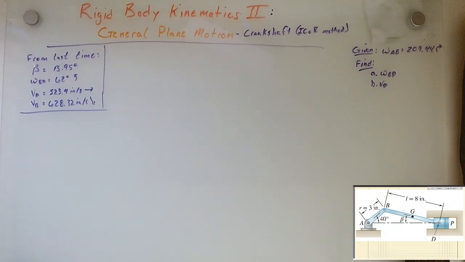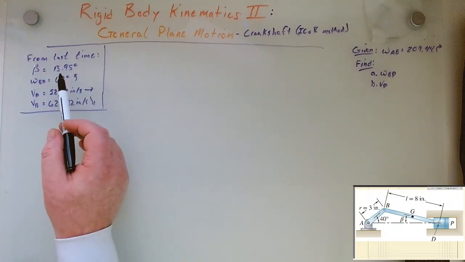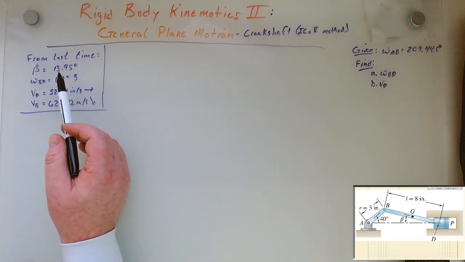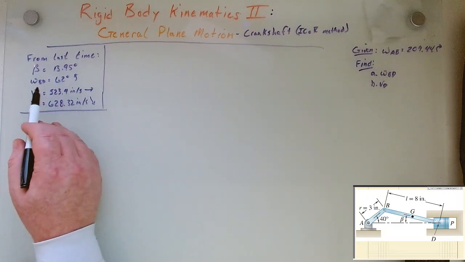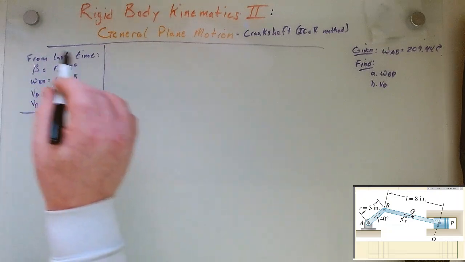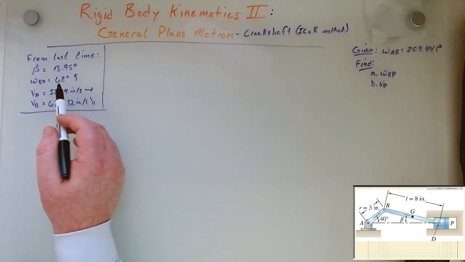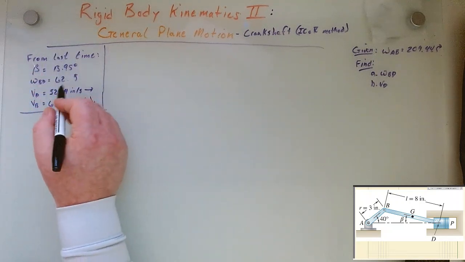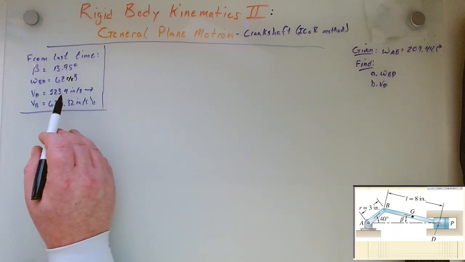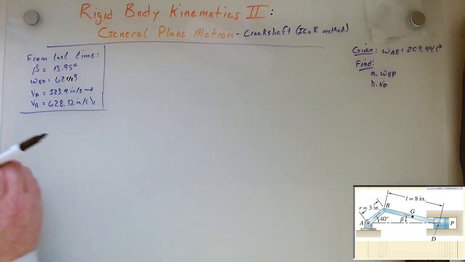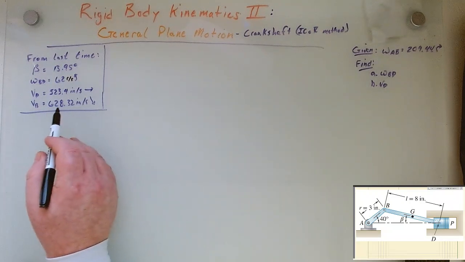But for the time being, let's revisit this problem that we looked at a few videos ago with the crankshaft, and just recall that we got some values. We calculated beta to be 13.95 degrees. We found that omega BD is rotating anti-clockwise at 62 radians per second. VD was 523.4 inches per second along the horizontal, and VB was 628.32.